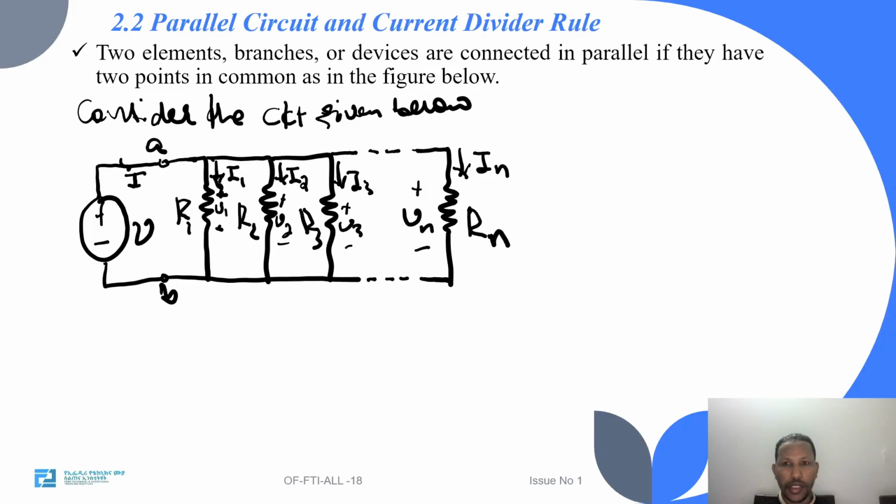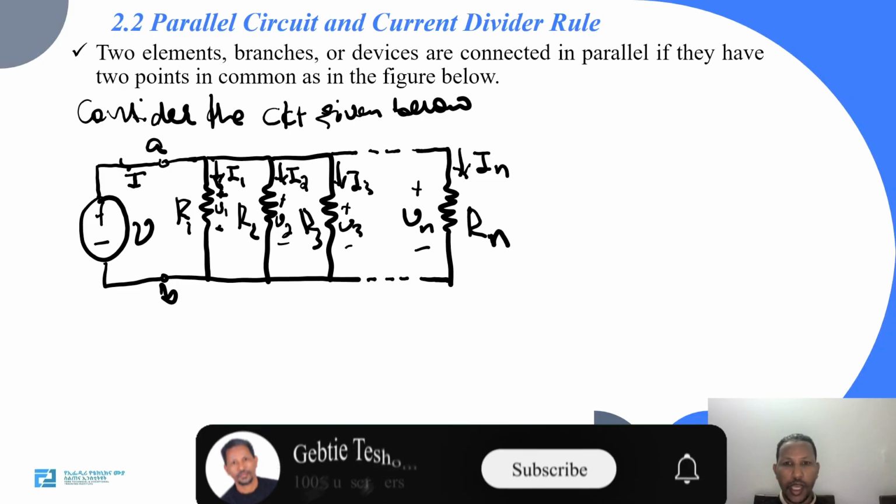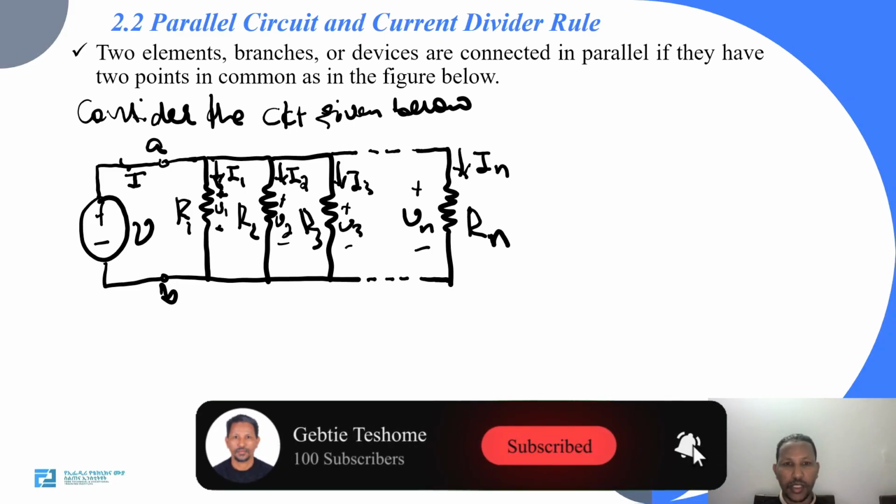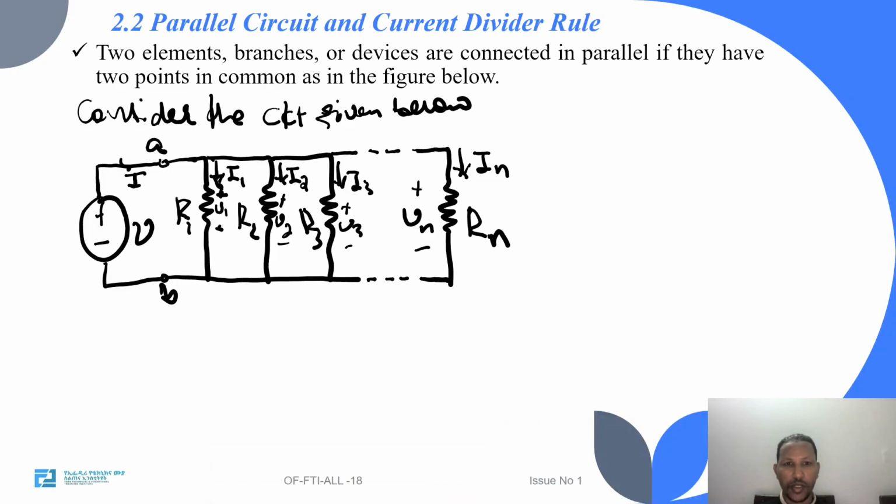In the last session we have seen the series circuit and the voltage divider circuit, or the principles of the voltage divider. That means how the elements are connected in series, how we can determine the equivalent resistance for series connected resistors, and how the voltage will be divided among the series connected resistors using the principles of voltage division.